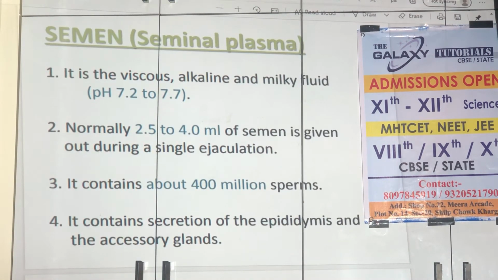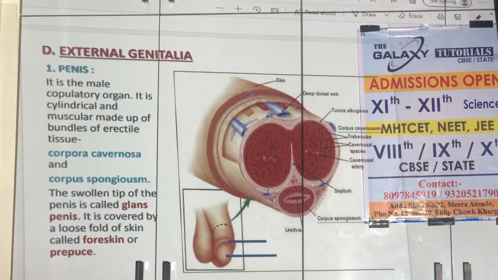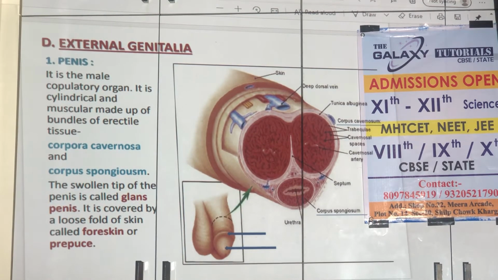Write a note on semen. Viscous, alkaline, milky, pH 7.2 to 7.7. Normally 2.5 to 4 ml of semen in a single ejaculate, with approximately 400 million sperms, and the secretion of epididymis and accessory glands, which we have already studied, together is called semen. Male reproductive fluid is semen.